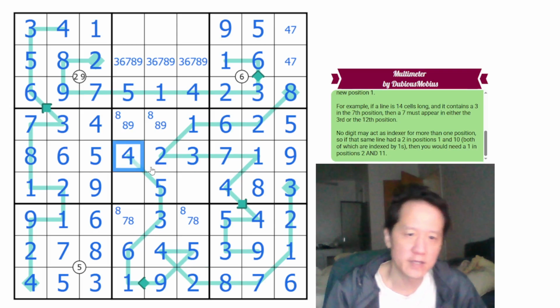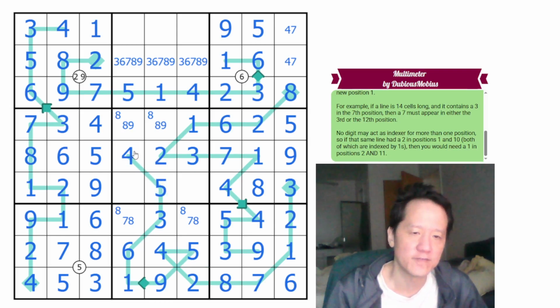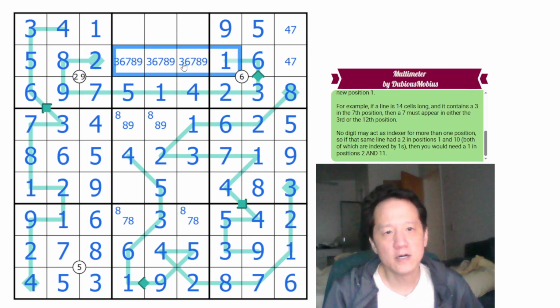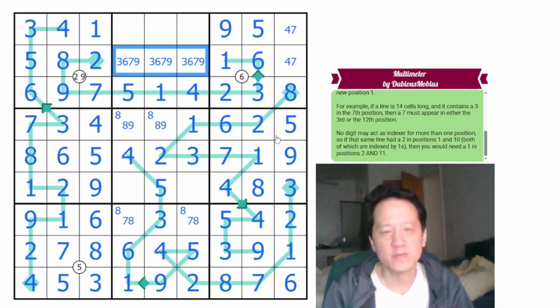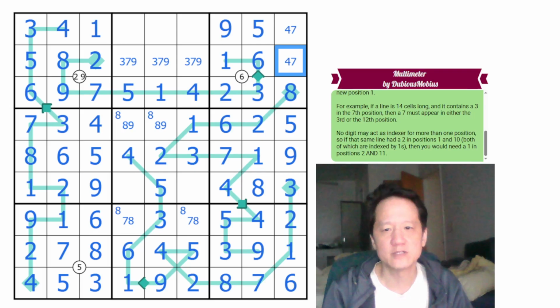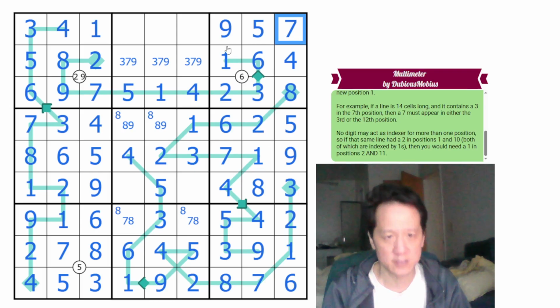So this is saying that a 5 has to be in the 4th position, and a 4 has to be in the 5th position, which it satisfies. This can't be 8 anymore. This can't be 6. We have a 3, 7, 9 triplet in row 2, which eliminates 3, 7, and 9 in the rest of the row. Therefore, this must be 4, which makes that a 7.